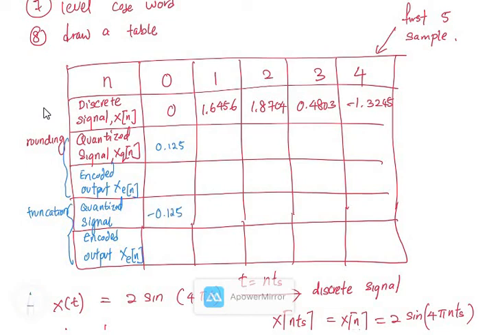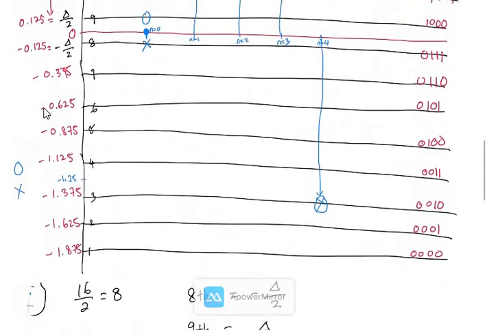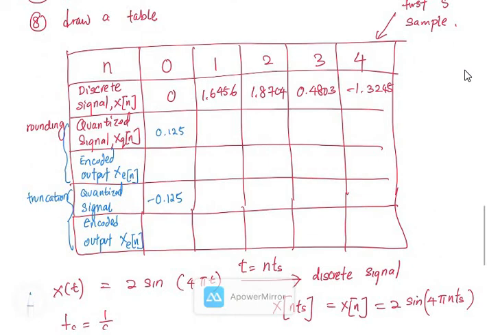Okay, what about the code word? If you go back, what is the code word? Negative 0.125, you have the code word of 0111. And for the 0.125, you have 1000. Okay, so I fill in 1000 and 0111.